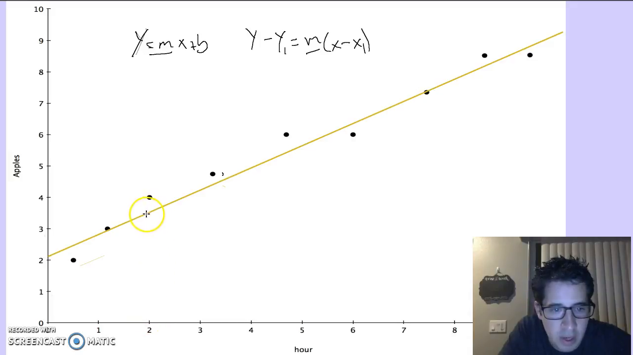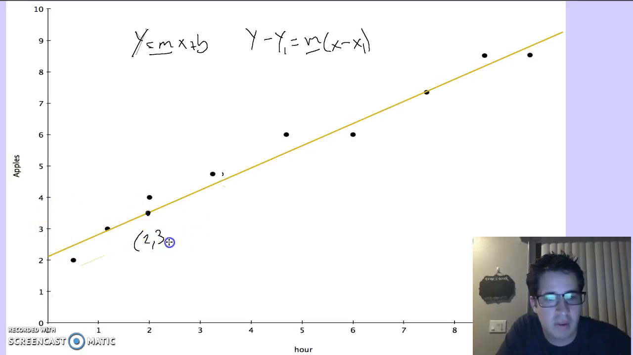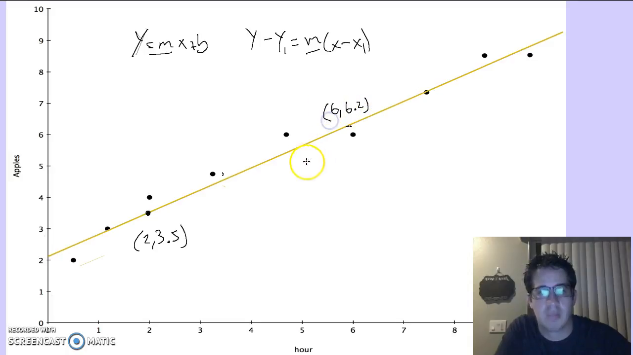We'll say this one is about 2, and about 3.5. And we'll get another one maybe right here. We'll say about 6, comma, maybe 6.2. So 6, comma, 6.2. Okay, and that first number represents hours, because that's what it says on our lower axis here. And the second number is going to represent some number of apples.